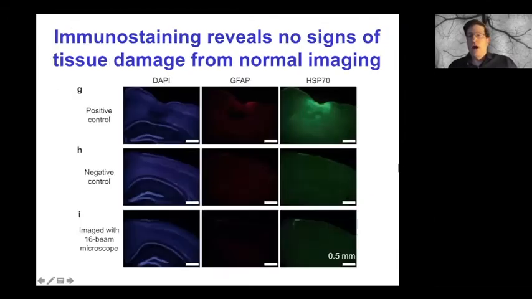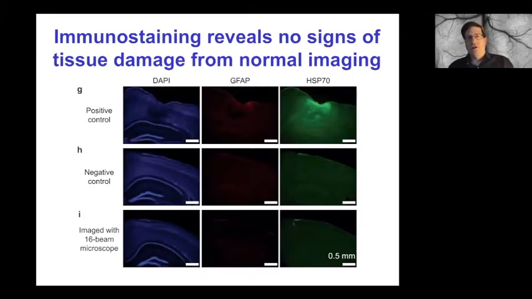One of the things we also took care to check was whether or not having all 16 pathways address the brain tissue might cause any discernible photo damage from the light or from the heat that was delivered. And so we conducted immunohistochemical studies to confirm that we did not see this under normal imaging conditions.